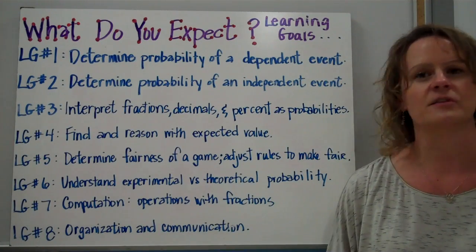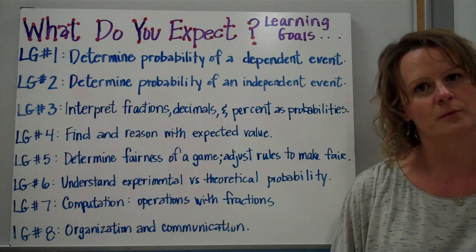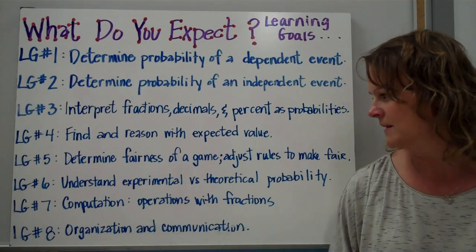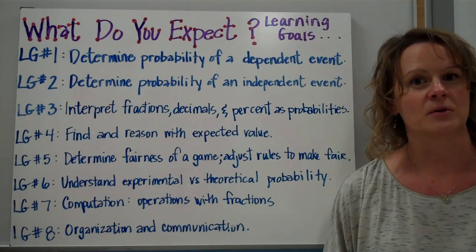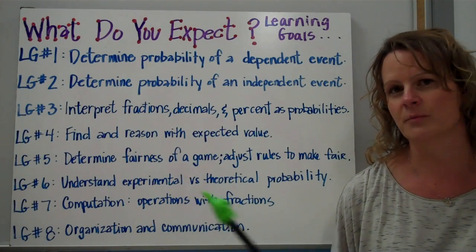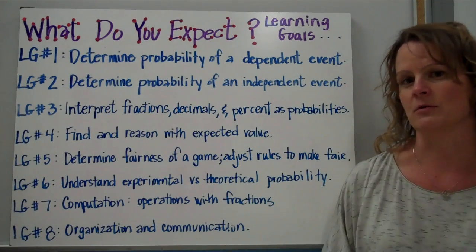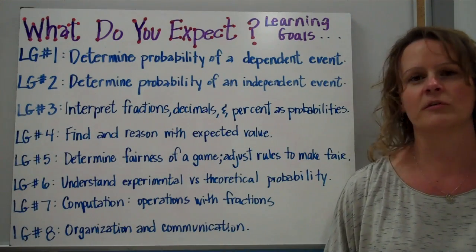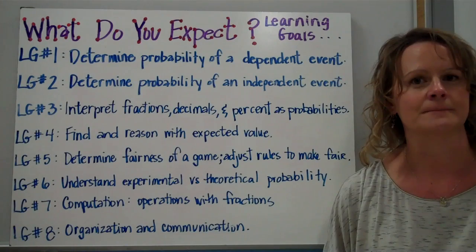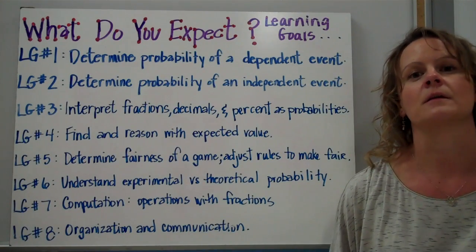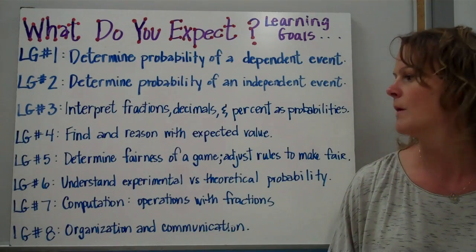Learning goal 6, you're going to understand experimental versus theoretical probability, and I'll talk about that a little bit more in just a moment. Learning goal 7, we're going to practice a little computation on the side, and what applies well with probability is some operations with fractions, so we'll be doing a little bit of review with that learning goal. And then of course learning goal 8 is the same learning goal we've had for all of our units. This is our showing your mathematical thinking learning goal, kind of our process goal.